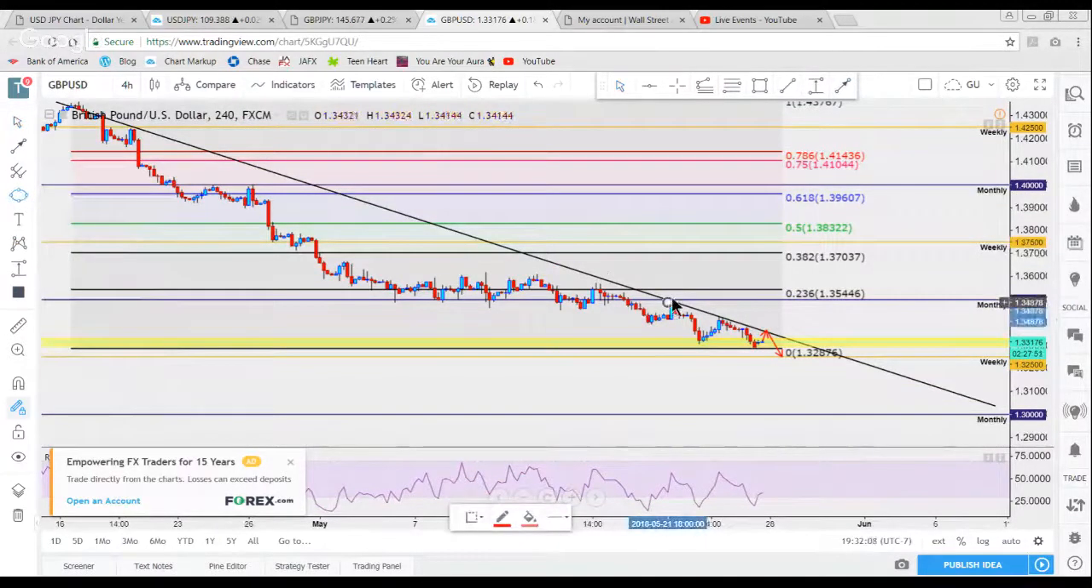Because we keep having this incident of touching the trend line and going back down. After a couple of touches, we like to say, okay, that confirms the trend. So this is definitely confirming that downtrend.